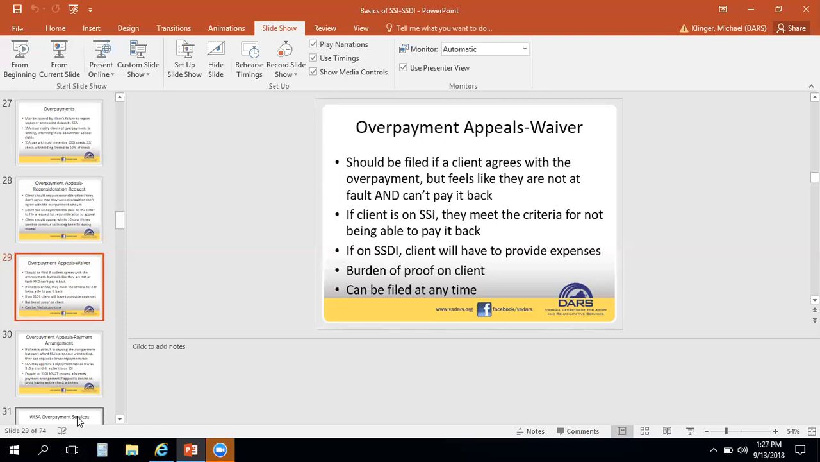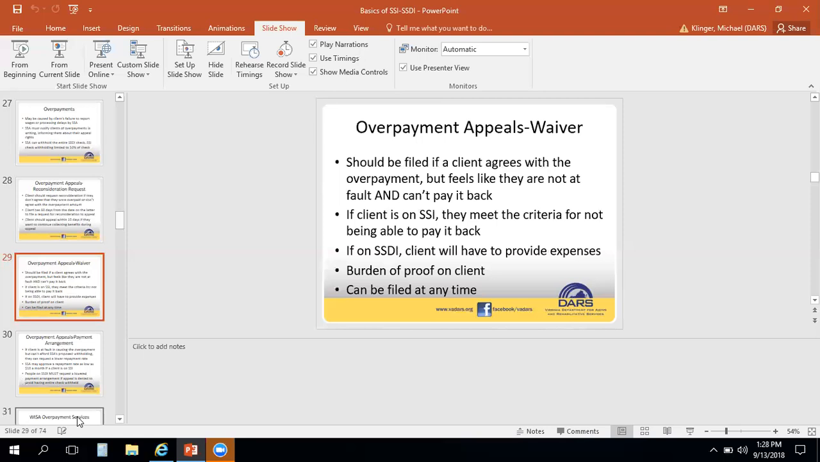And the other difference between the waiver and the recon is that there's no time limit for filing a waiver. A waiver can be filed at any time, even if the client has already started to pay the overpayment back. So if they start paying back the overpayment, but they want to appeal later in the form of a waiver, they can do that. And then what will happen is, if the waiver is approved, any benefits that were withheld for an overpayment would be reimbursed to the client. So they would actually get the money back that was withheld from them if they won their appeal.